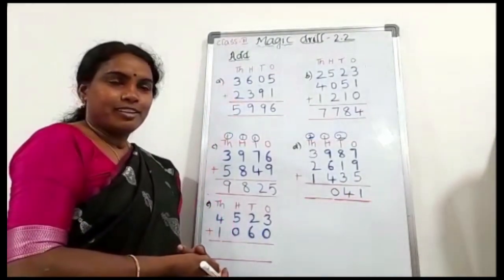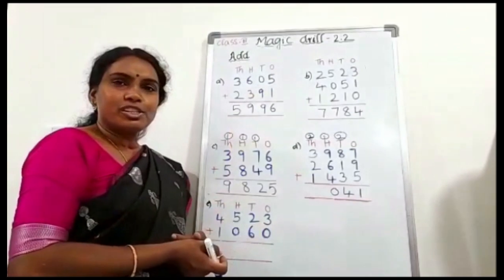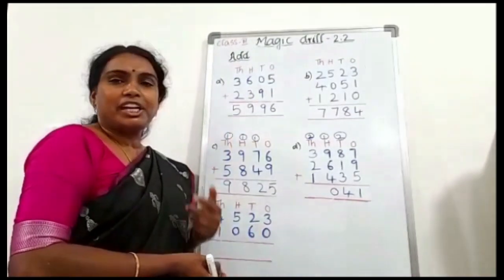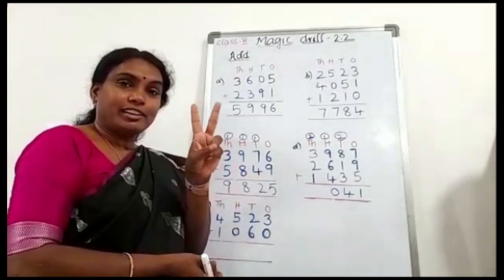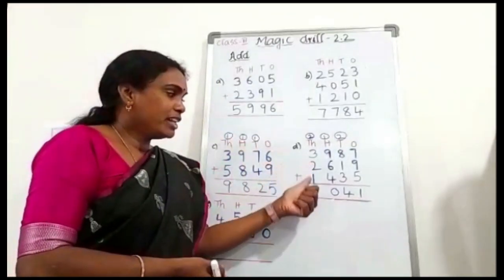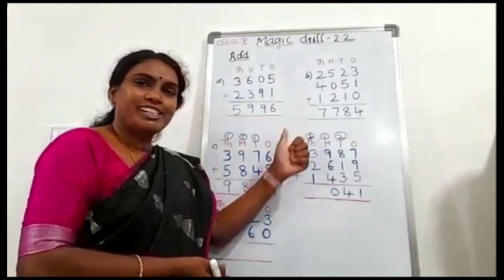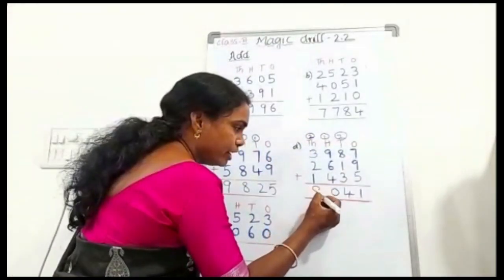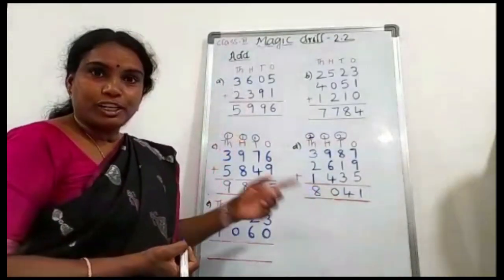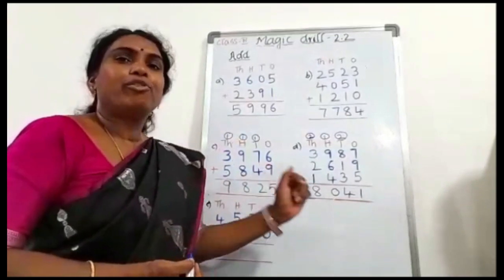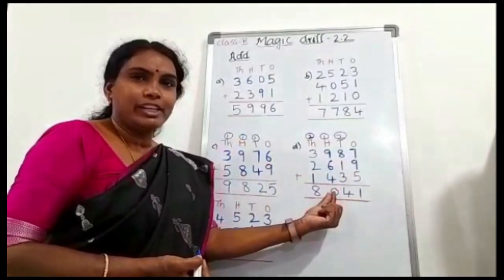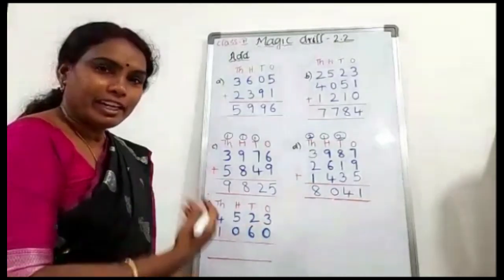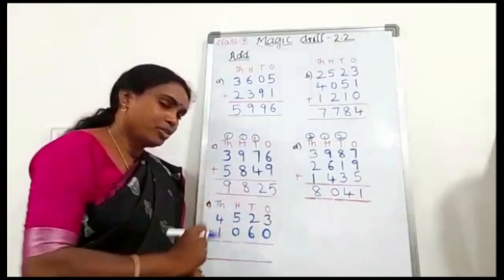Then add the thousands column. In the thousands column there are 3, 2, 1. 3000 plus 2000 plus 1000. 3 plus 2: 3 after 4, 5. 5 plus 1 is 6. 6 plus 2 is 8. So 8000. The total is 8041. Here, as we got the zeros, we are not reading 100. Okay, 8041, children. Then go to the fifth problem.